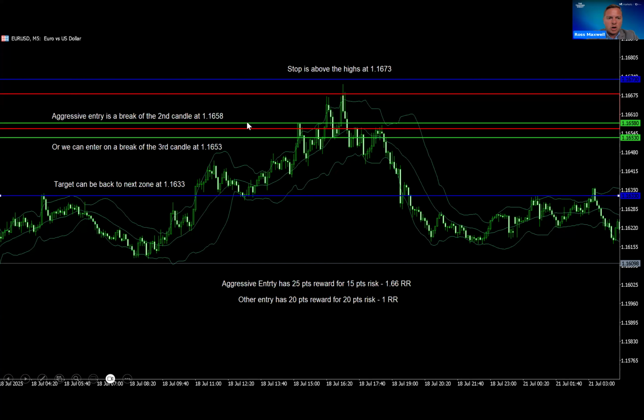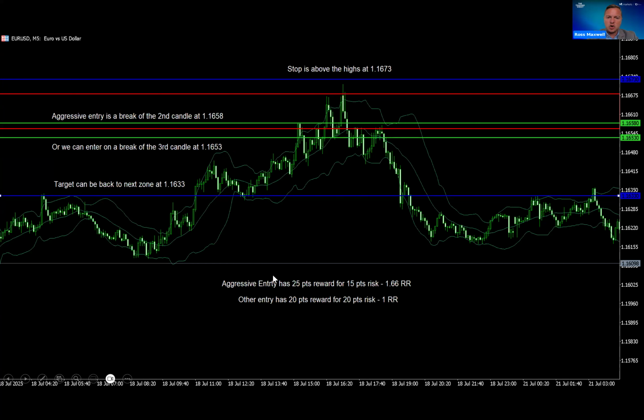Your aggressive entry is a break of this second candle, which is at 116.58, or your conservative entry is on the break of that third candle once the reversal is fully established at 116.53. Your stop needs to be above the highs created at 116.73, and your target is back to the next zone. The next zone I had down here, which you can see is a swing high, resistance, low. So that is the area that I target, which is 116.33.